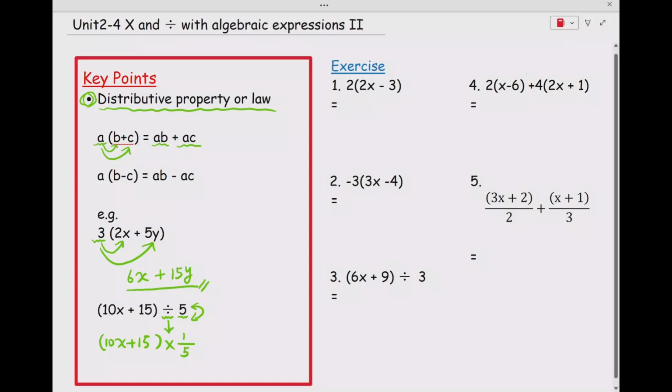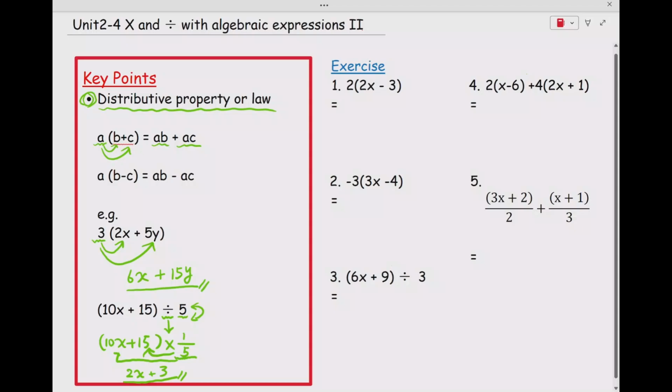And then use the distributive law here. By the way, it's the same if the number outside the brackets comes before or after the brackets. All we need to do is to multiply the number outside the brackets onto everything inside the brackets. So, first multiply 1/5 to 10x, which equals 2x. And now, you multiply 1/5 to 15, and you get plus 3. So the answer is 2x plus 3.